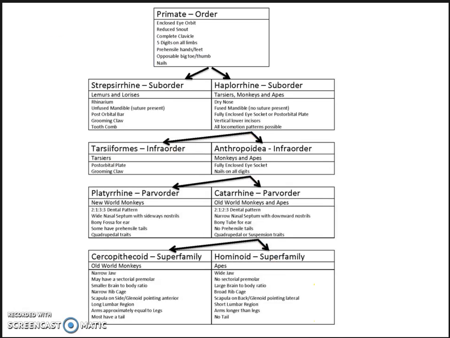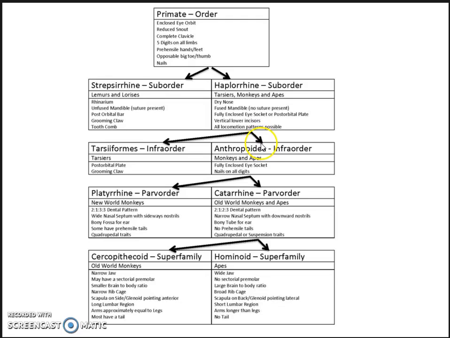Now, this is a chart similar to what you have in your book, and what it's just kind of showing you is the divisions. So you're first going to determine, is something a primate? Is it not a primate? If it's a primate, then you have to determine, is it a strepsirrhine or is it a haplorhine? If it's a strepsirrhine, you're going to stop. You're not going to determine any further.